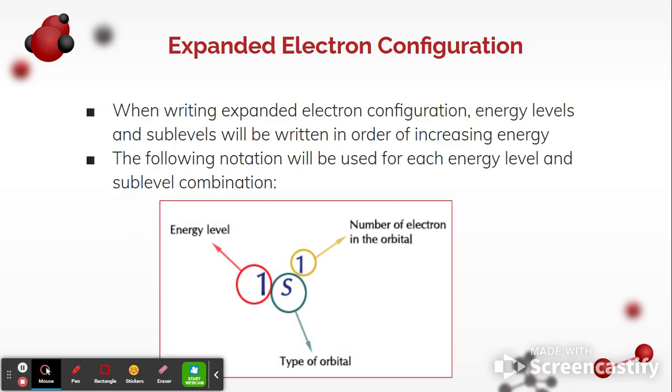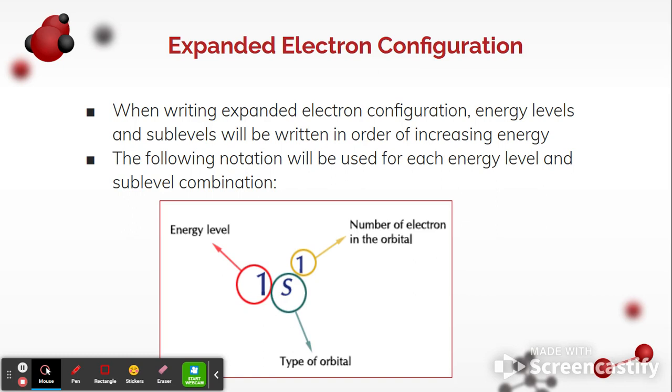When writing expanded electron configurations, energy levels and sublevels will be written in order of increasing energy. The following notation will be used for each energy level and sublevel combination. As we see here, the type of orbital, which is either S, P, D, or F, is represented at center. The energy level is represented to the left of the type of orbital, and the number of electrons in the orbital is represented to the right and above it.